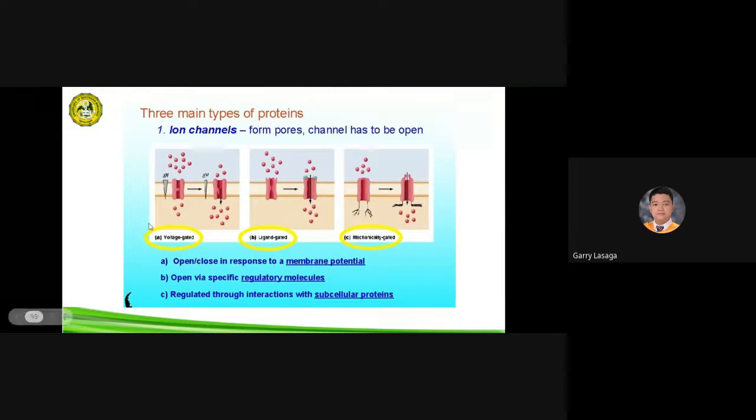For ion channels, the ion channels are also important in facilitated diffusion. Basically, the ion channels in the cell membrane will form pores, and the channel has to be open. So it is usually open. There are different types of ion channels. We have the voltage gated, ligand gated, and the mechanically gated.